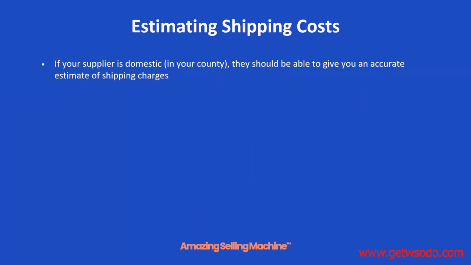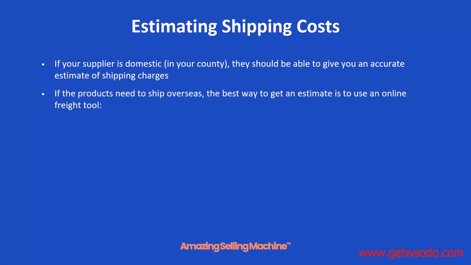First, if your supplier is domestic, so they're making the products in the exact same country they'll be shipping to, then they should be able to give you a pretty accurate estimate of how much it's going to cost to have those products shipped. If, however, your products need to be imported and shipped overseas, the best way to get an estimate is to use an online freight tool such as the Freightos tool. And I'm giving you the link right here, and it also exists in our private resource vault. The Freightos tool is one of the most powerful online shipping estimating tools we've ever seen.